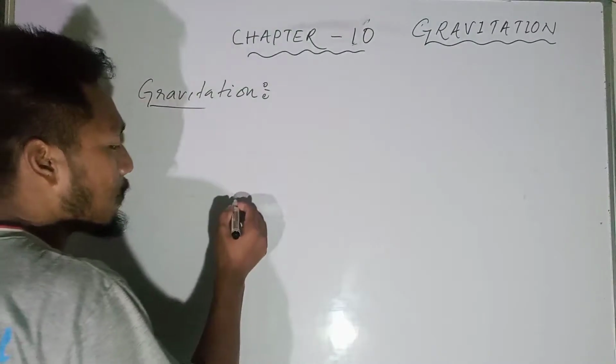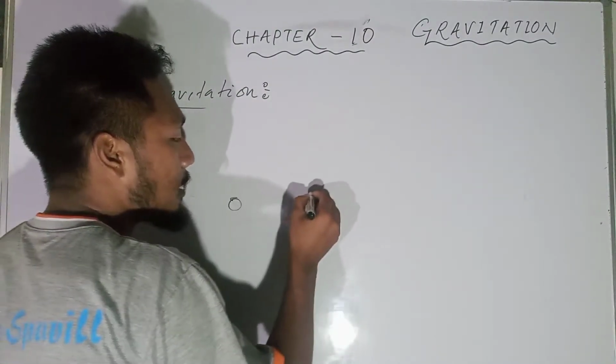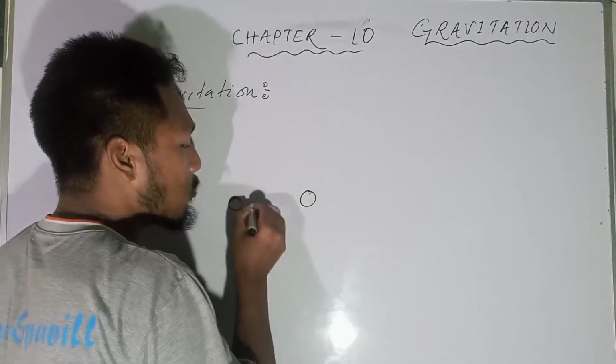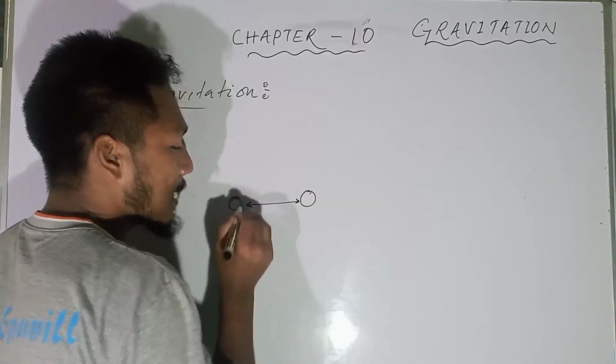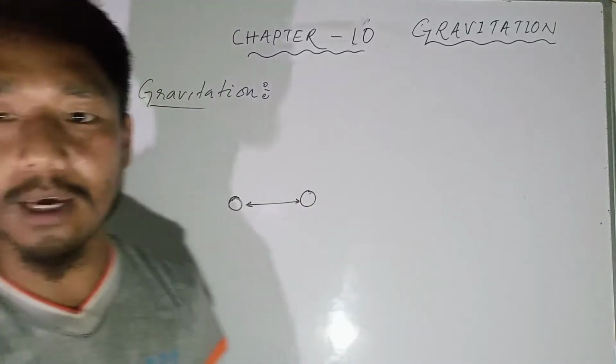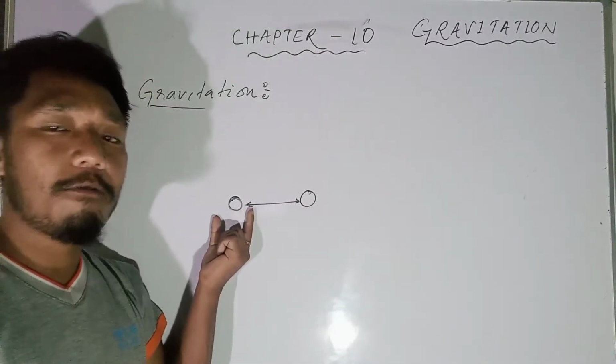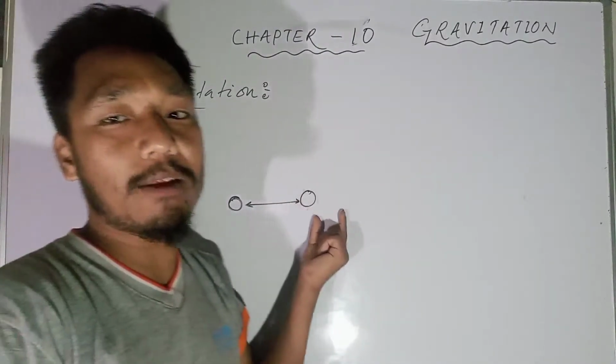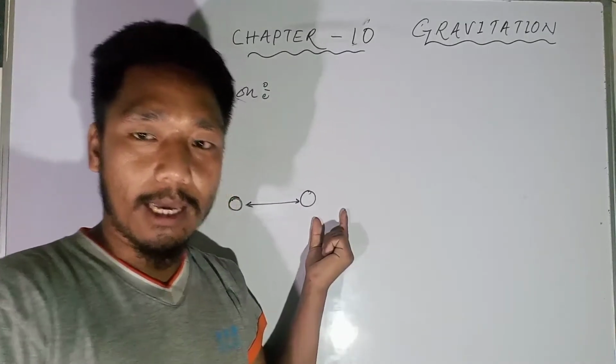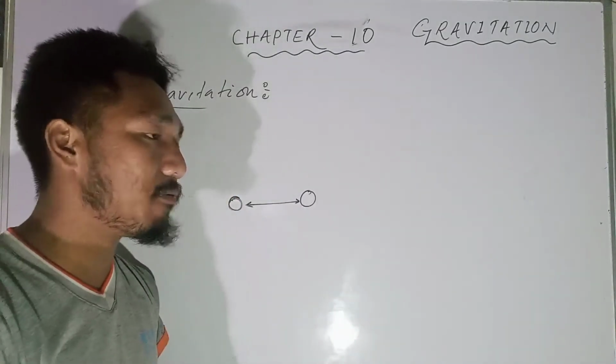Now, as we are talking about a centripetal force, the first case is what? The force of attraction between two objects. The force of attraction between two objects is what we call a gravitational force. This object will apply a force on that one, and that one also will apply a force on this one. So that is what we call a gravitational force.